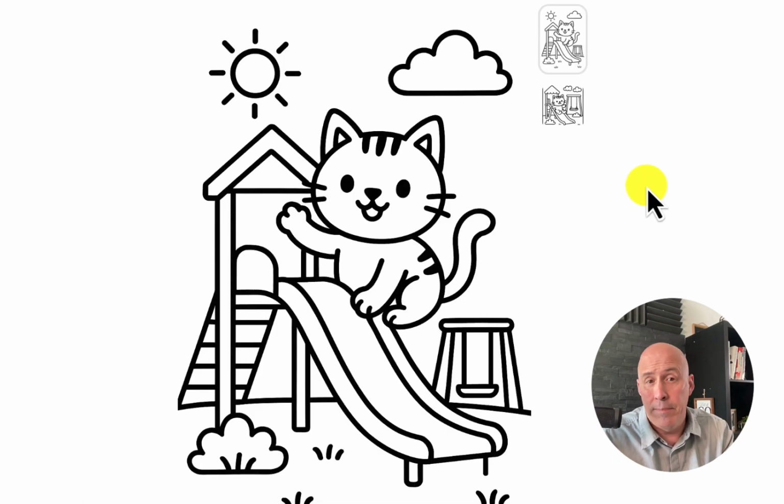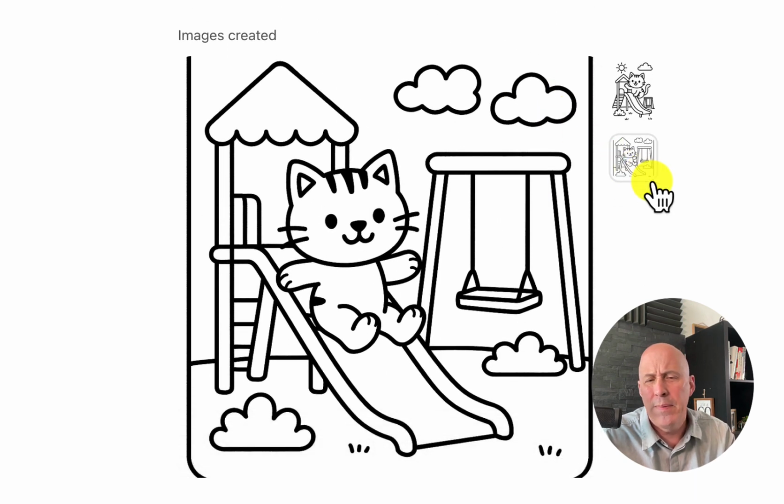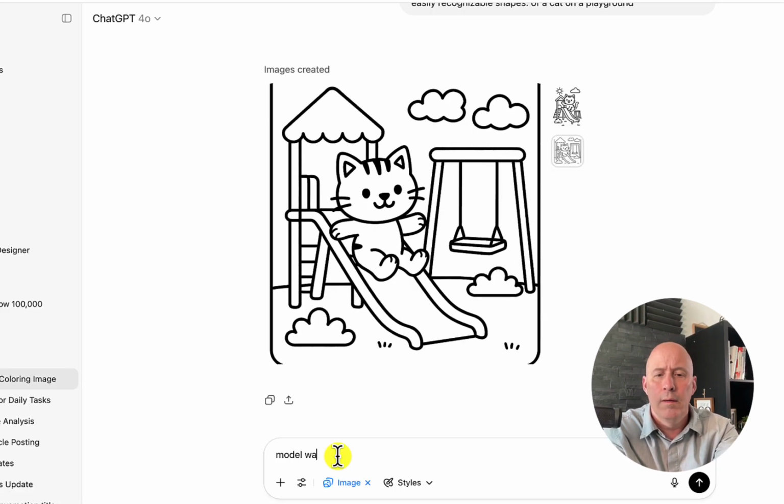And here we go, a basic coloring book image with a cat on a playground, and ChatGPT gives you two options. Now, it only took about maybe a minute or two to render these, but let's say we want to get a little more complicated with our imagery. So now let's say a model walking down a city street. Now, the next question is, what about that model?